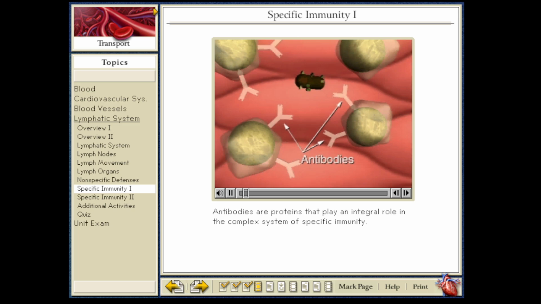Antibodies are proteins that play an integral role in the complex system of specific immunity. They bind to and inactivate foreign proteins called antigens. Each type of antibody binds to one kind of antigen molecule. B cells are one of the two types of white blood cells that make antibodies.